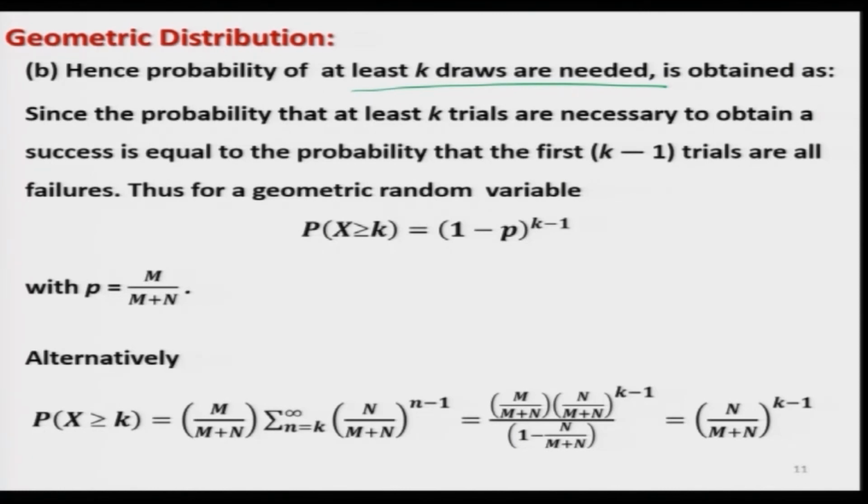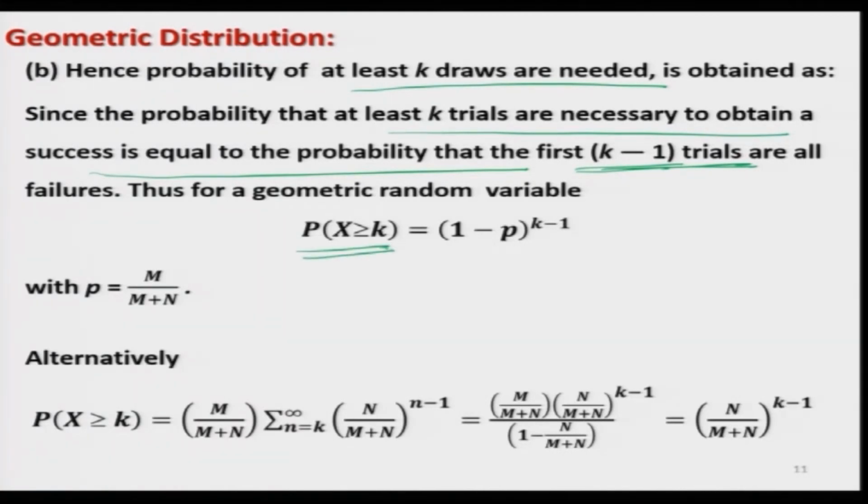The probability that at least k trials are necessary to obtain a success is equal to the probability that the first k minus 1 trials are all failures. Only then at the k-th trial you will get the success. So, in terms of the geometric random variable, we want to find the probability that X is greater than or equal to k, which is simply 1 minus p raised to the power of k minus 1, where p is given by m upon m plus n.